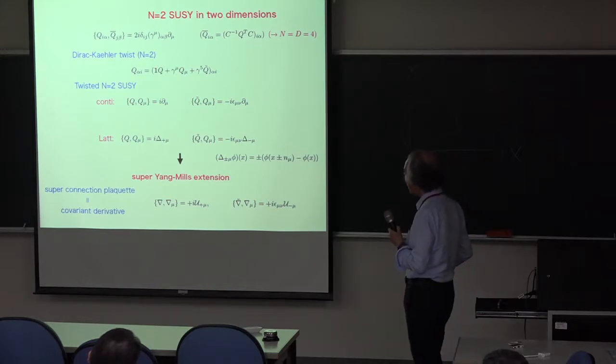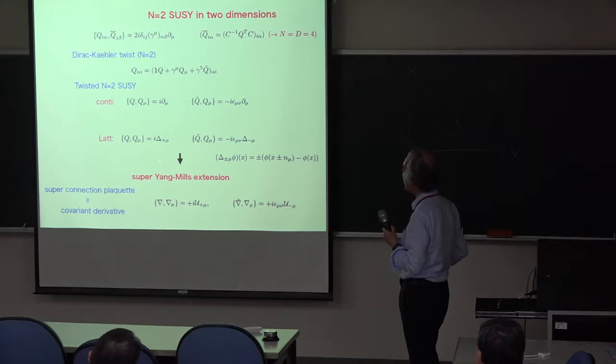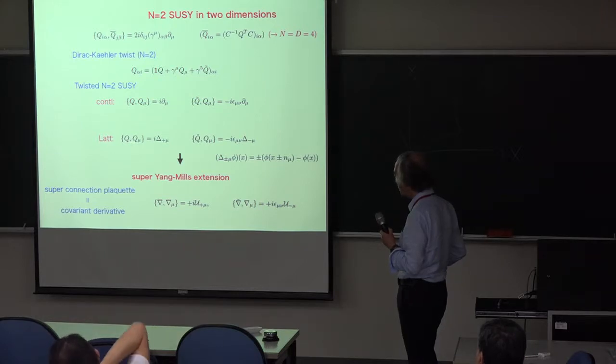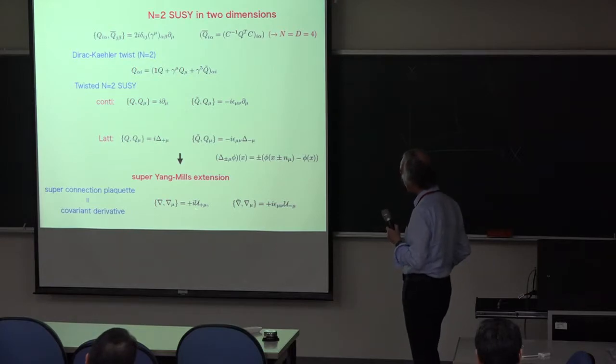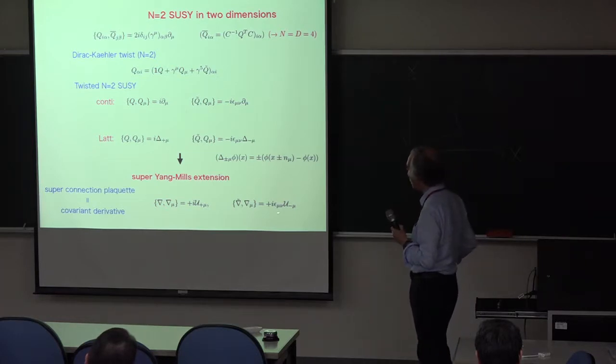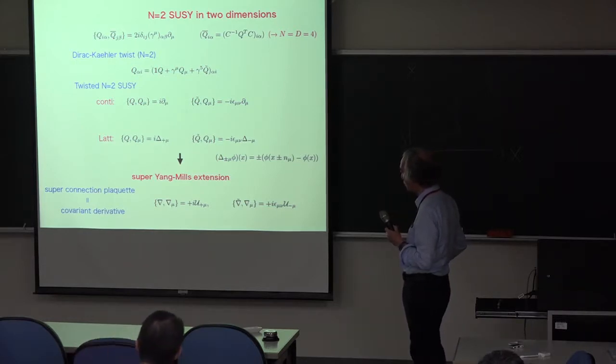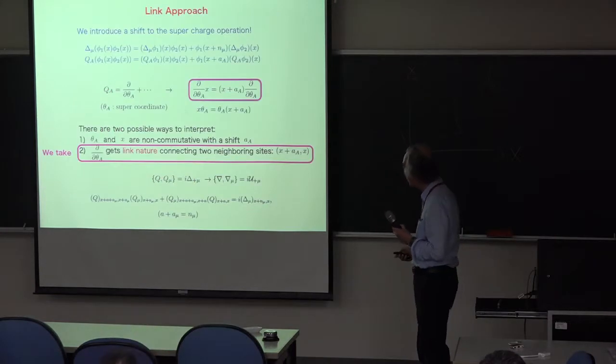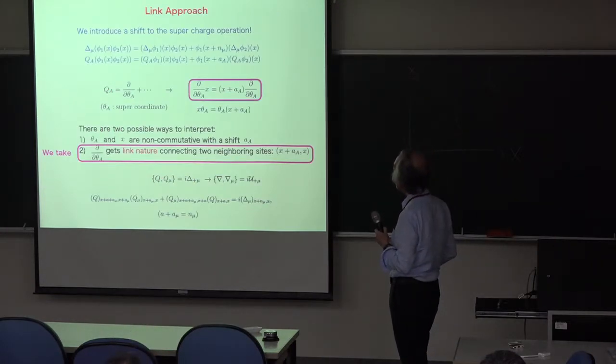And then further, in order to generalize to include the gauge theory or Yang-Mills case, the supercharge changes into a superconnection and the difference operator changes into a link variable. This is how we generalize this SUSY algebra into the superconnection format. Now, why link? I'll explain just now. It's the delta V operation for this one, which I explained in the beginning.